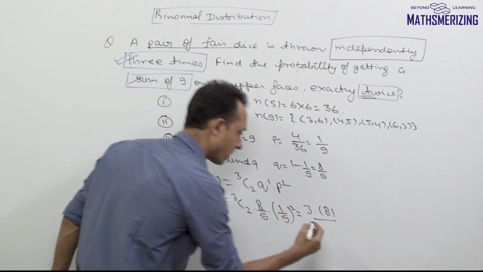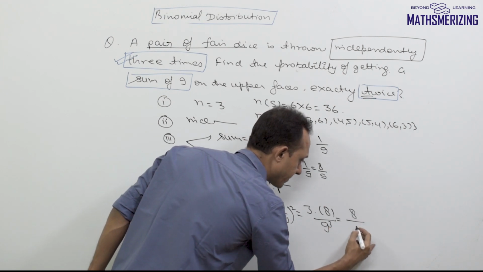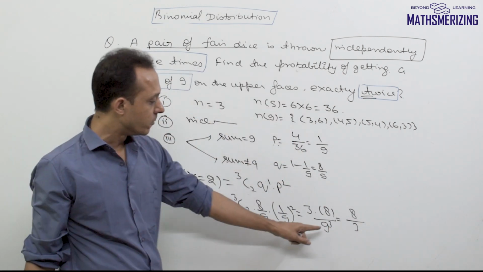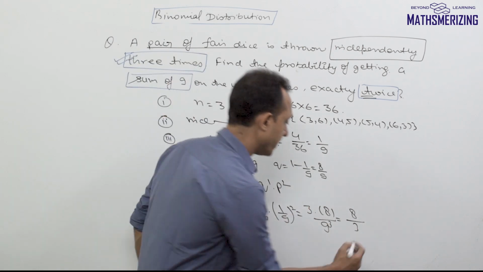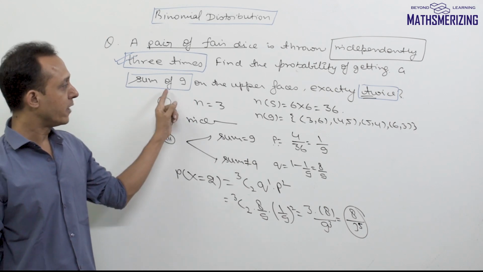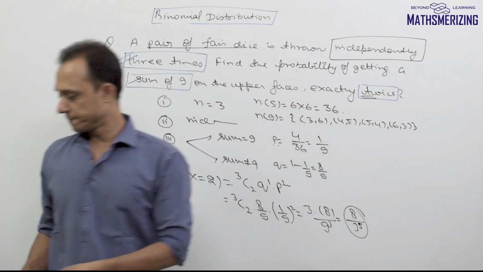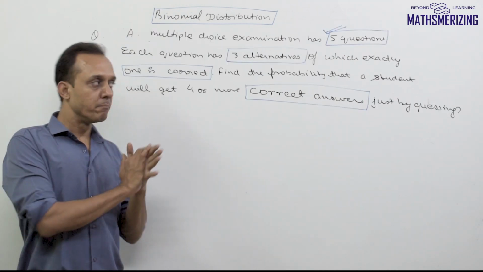This is 8. It will be simply 9 cube. So it will be 8. And this is 3 to the power 6. So it will be 3 to the power 5. So the probability of getting a sum of 9 on the upper face is exactly twice is 8 upon 3 to the power 5. So let us consider a case in binomial probability.